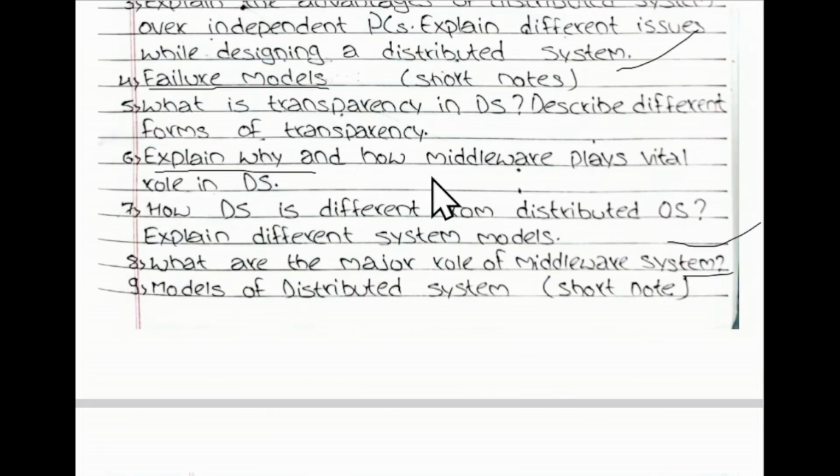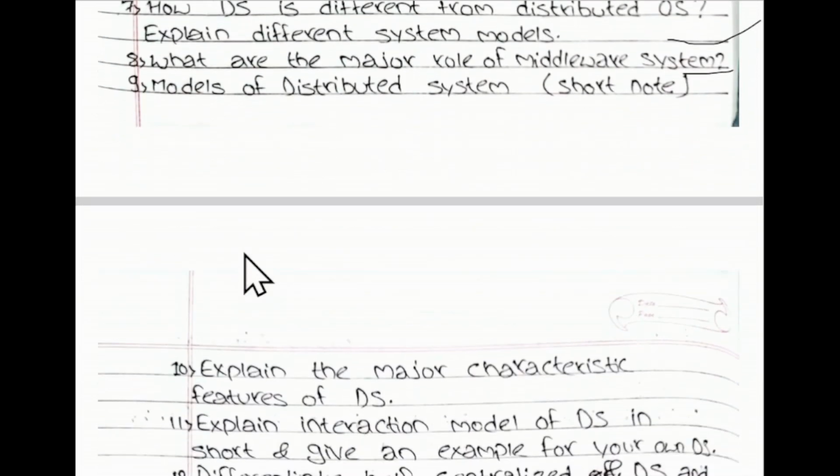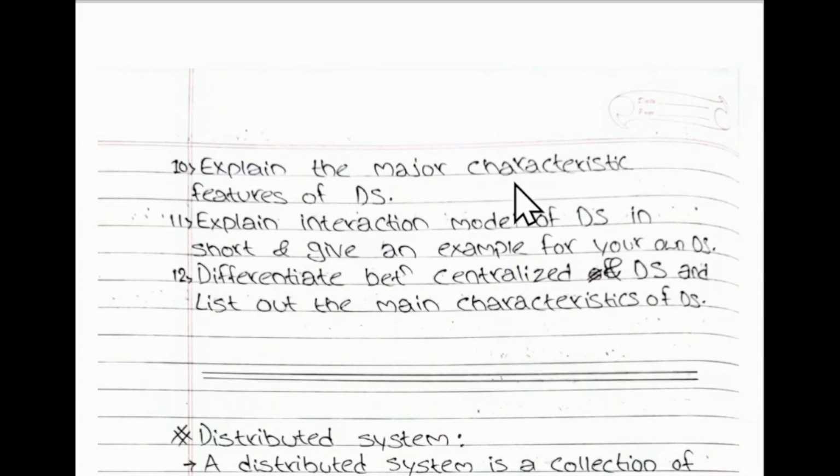Explain why and how middleware plays a vital role in distributed systems. How is a distributed system different from a distributed operating system? Explain different system models. What are the major roles of middleware systems? Model of distributed systems in short note. Explain the major characteristic features of distributed systems. Explain the interaction model of distributed systems and give an example from your own distributed systems. Differentiate between centralized and distributed systems and list out the main characteristics of distributed systems.